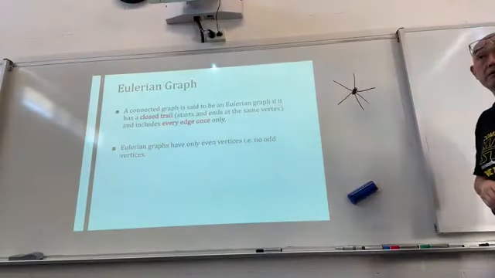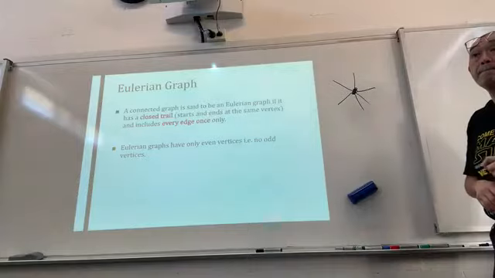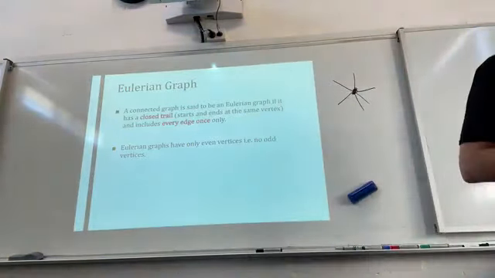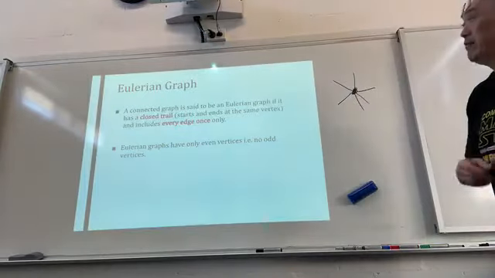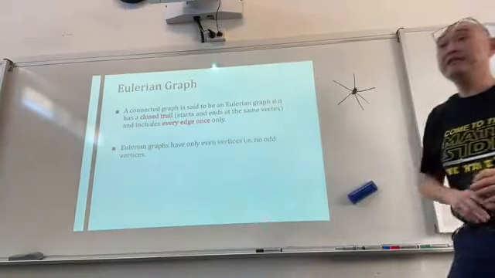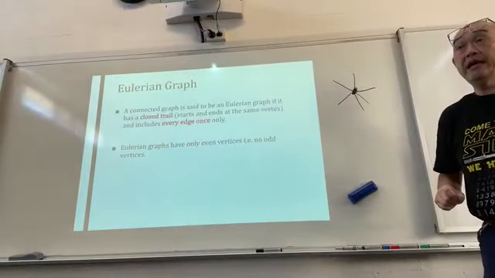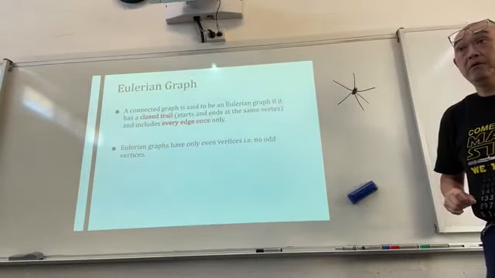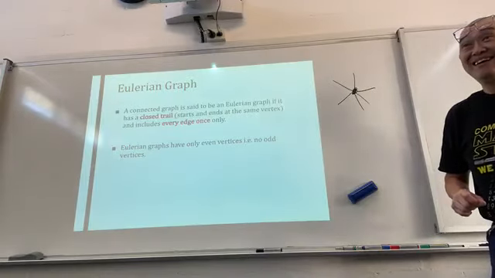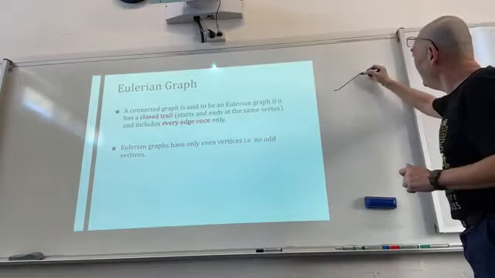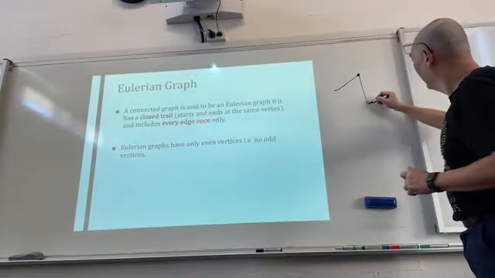What is the second dot point? The second dot point is just a characteristic for you to observe. For an Eulerian graph, every single vertex must be an even vertex. It cannot be odd. Okay. All right.